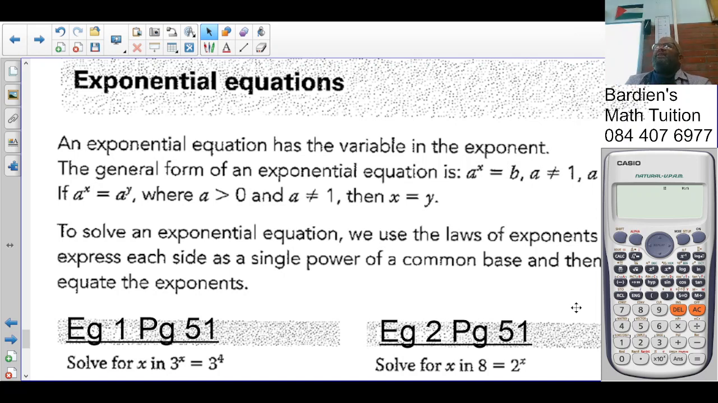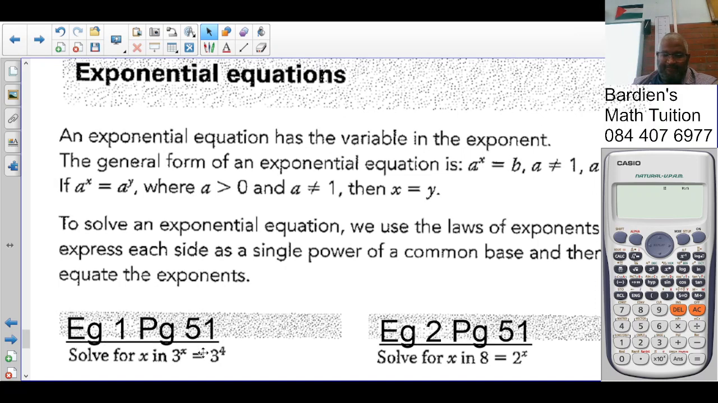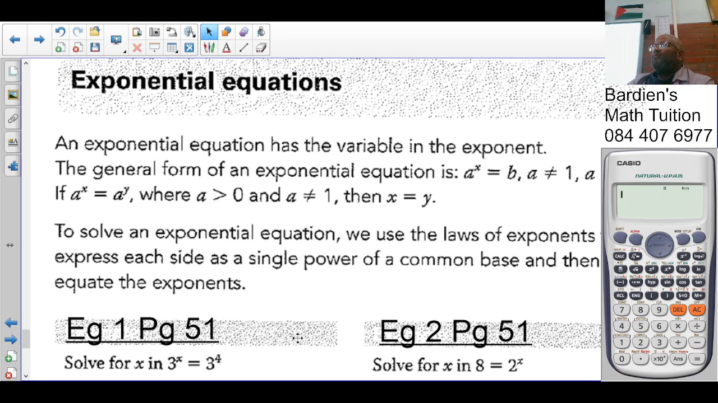So what were we dealing with thus far? If these are exponential equations here, then what have we dealt with before? Exponential expressions. Okay? If they have an equal sign there, it then becomes either an identity or, in this case, an equation. The general formula of an exponential equation is a to the x equals b, where a is not equal to 1. What do we call that when we say a is not equal to something? A restriction. Didn't we talk about restrictions yet?